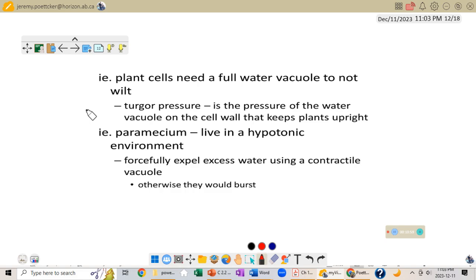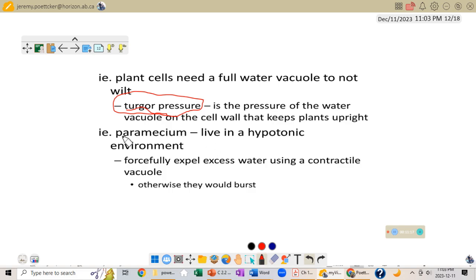Plant cells need a full water vacuole to not wilt. This is called turgor pressure. There's a word you should probably underline. We're going to talk more about that in the next section on plants, but turgor pressure is something that you need to know about.